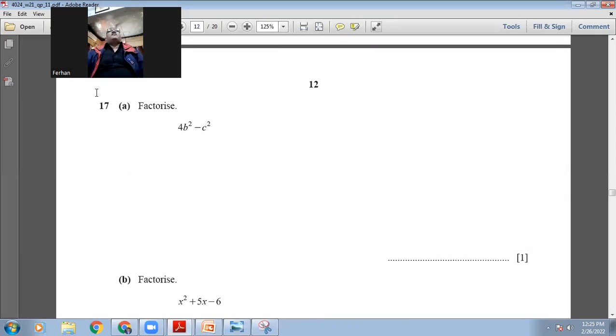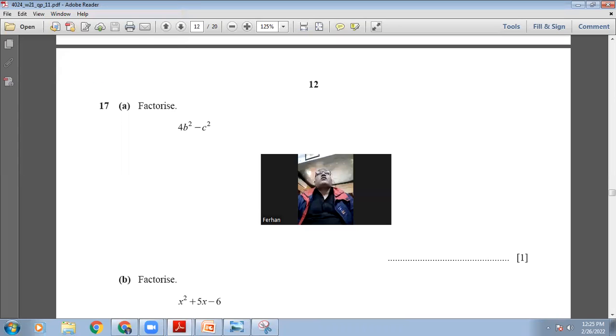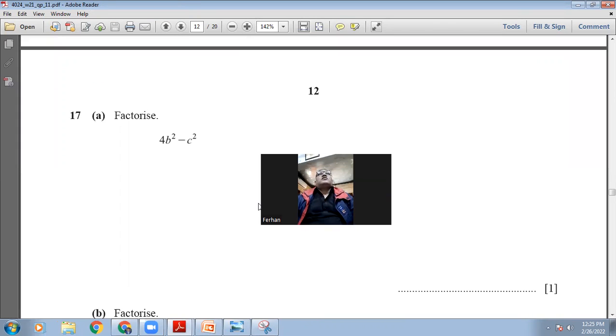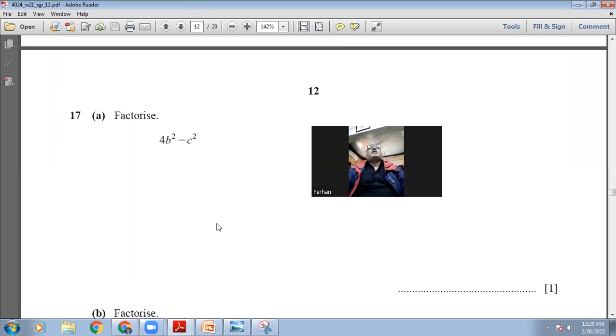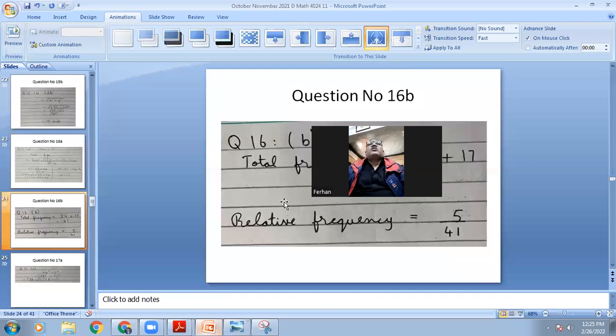He says factorize. It is a 1-mark question: 4b square minus c square. You can see both these terms, which have a negative between them, are perfect squares. If there is a negative between the perfect squares, you can write them as a product of their sum and their difference. So let me show you.